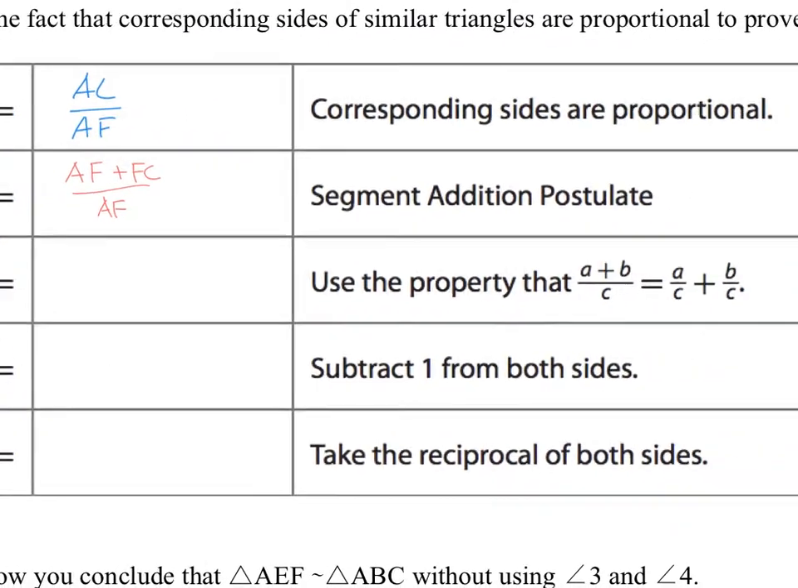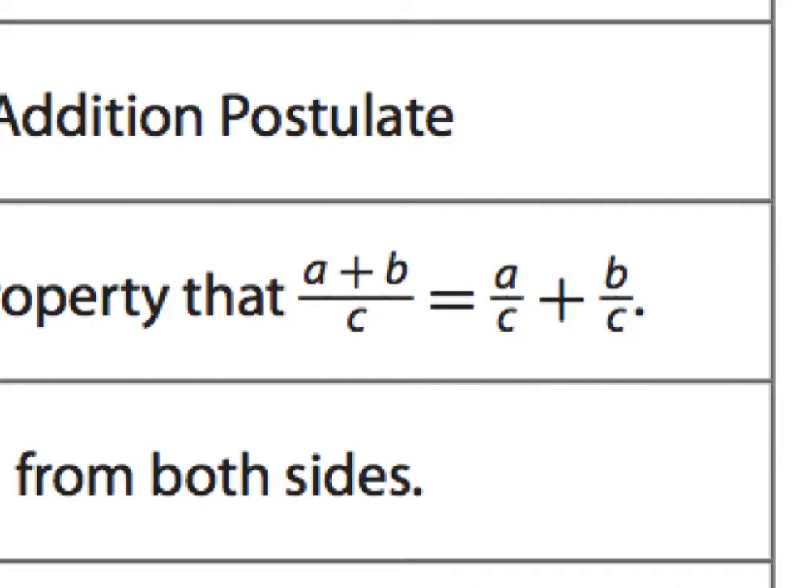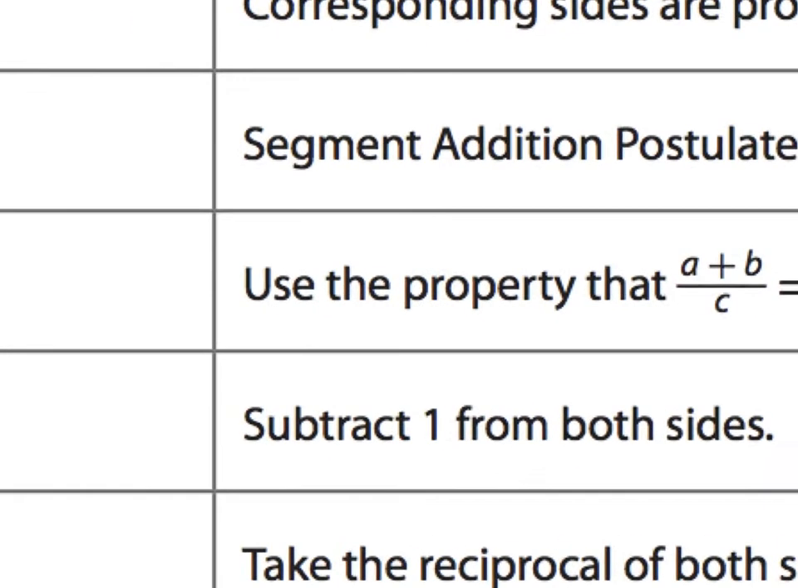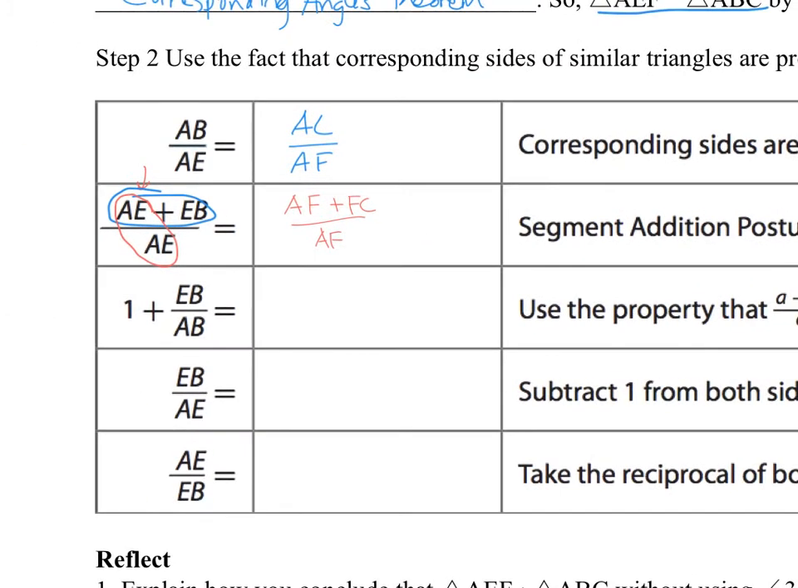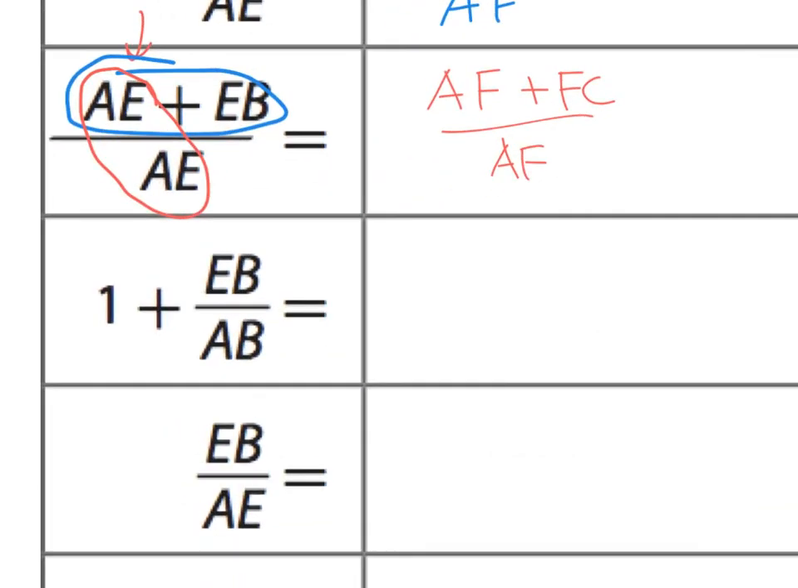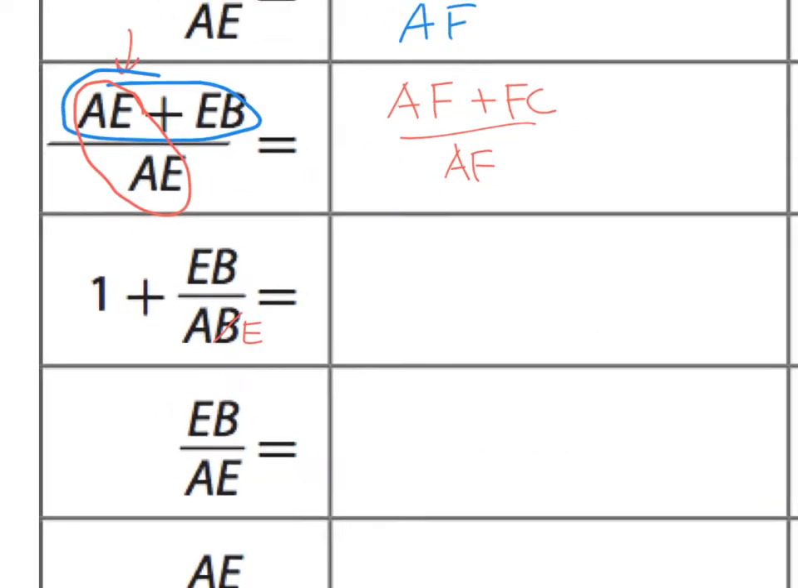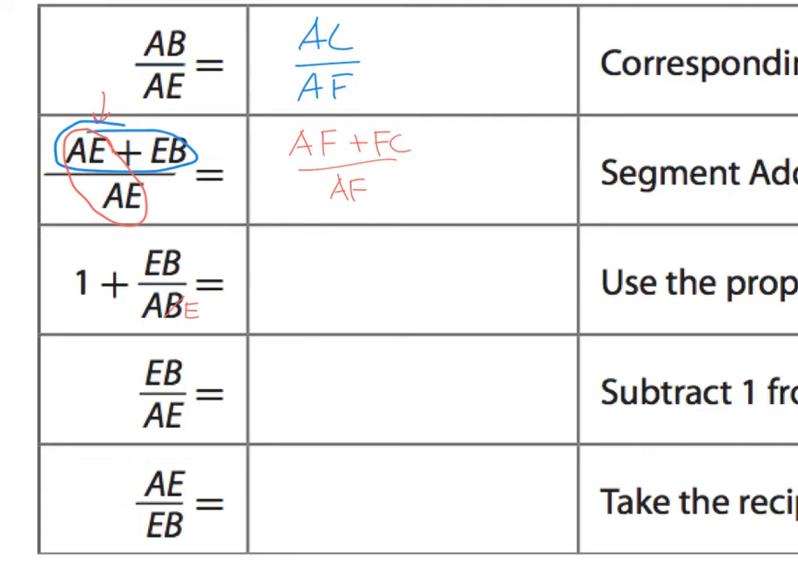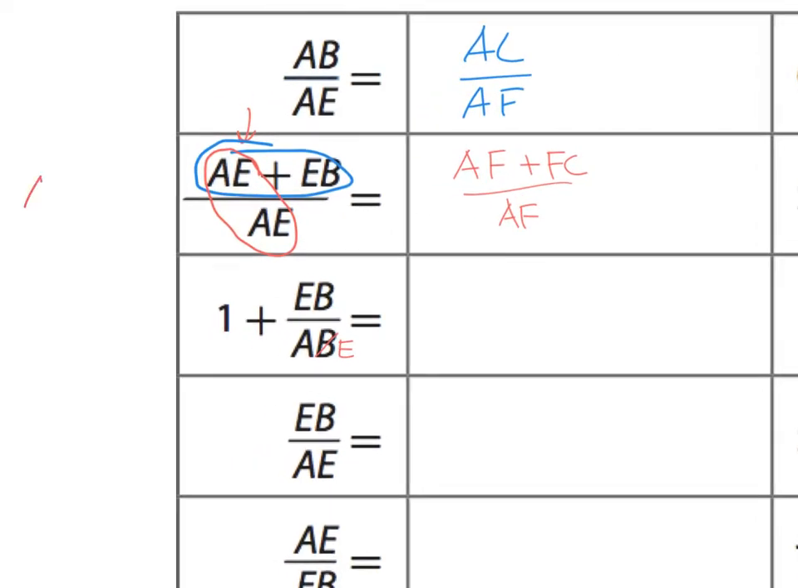And we're going to use this property that says that A plus B over C equals A over C plus B over C. And I think that's actually a typo. That should be A over E, not A over B. And so we're going to have AE over AE, which reduces to that 1 here, because anything divided by itself is just 1. Then we have EB over AE, because that's the other part of that fraction.